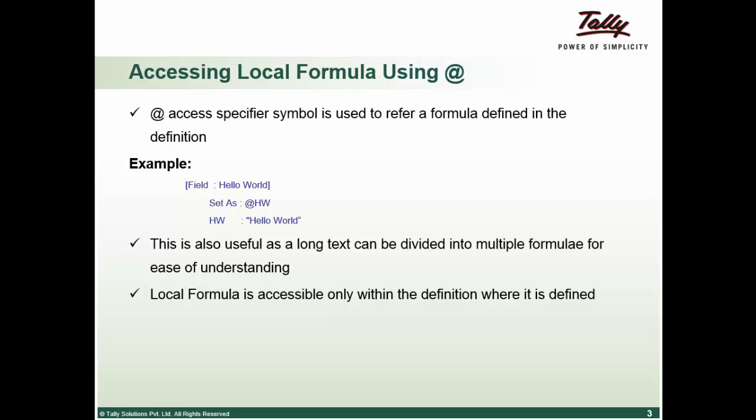Access specifiers: usage of single at. It is a local formula. It's a specifier that refers that there is a local formula which has been specified at the interface definition, and the scope of the local formula is only within the current definition. A local formula is usually defined if the formula is specific to that particular definition and it is not required by any other definition.